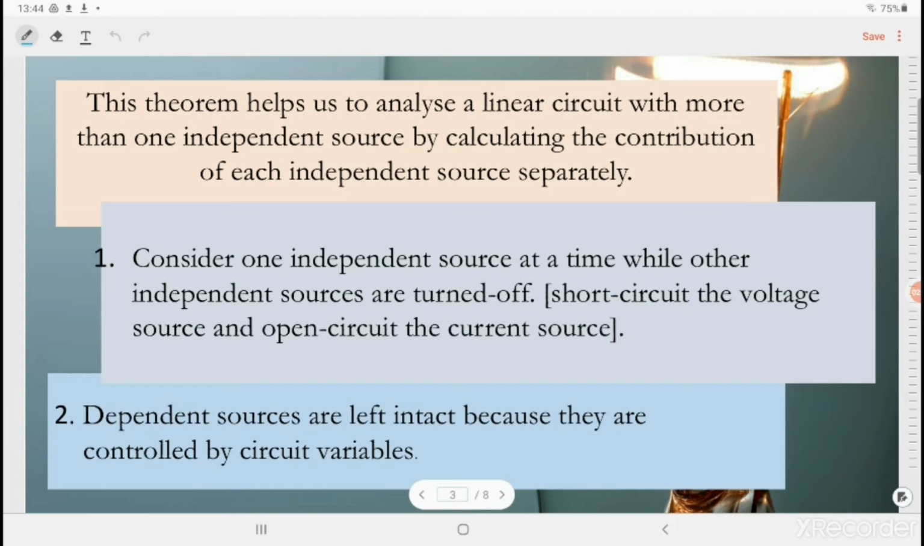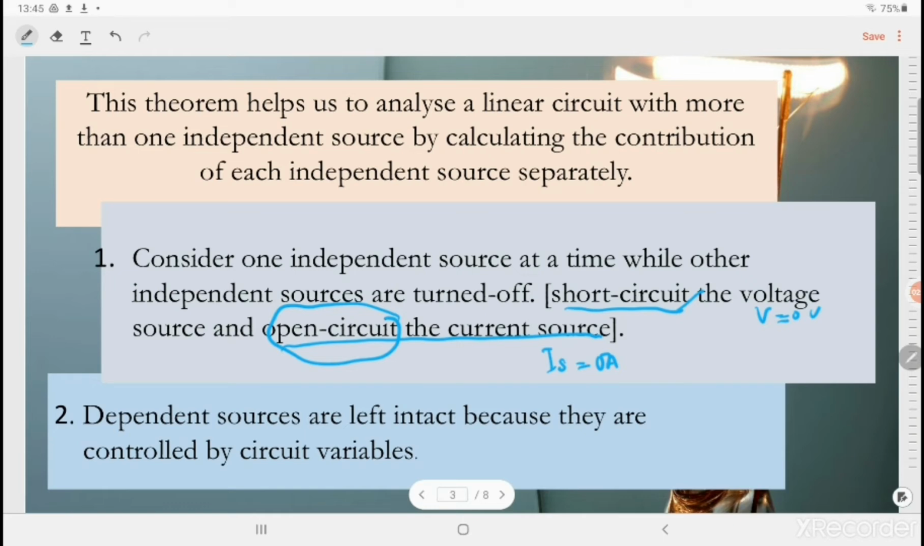That means we need to consider one independent source at a time while the other independent sources are turned off. When I say turn off, that means if your circuit consists of a voltage source, in order to turn off the voltage source, you need to short circuit it, right? If your circuit has a current source, in order to turn off the current source, you need to open circuit it. That means we want the value of the voltage source to become 0, so that's why we short circuit, and we want the current source to become 0 ampere, so that's why we open circuit the current source.